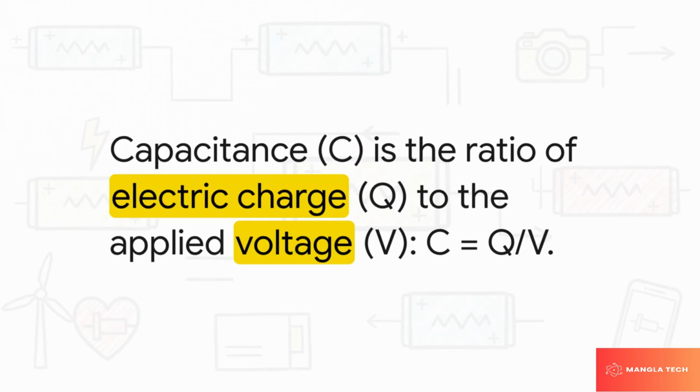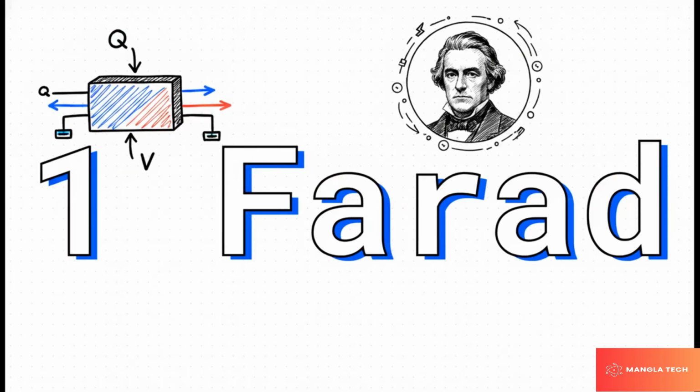Capacitance, represented by C, is simply a ratio. It describes exactly how much electrical charge, Q, you can pack onto those metal plates for every single unit of voltage, V, that you apply. If you have a high capacitance, it basically means you can store a massive amount of charge without needing extreme, dangerous voltages. The standard SI unit for capacitance is the farad, named after the legendary physicist Michael Faraday.